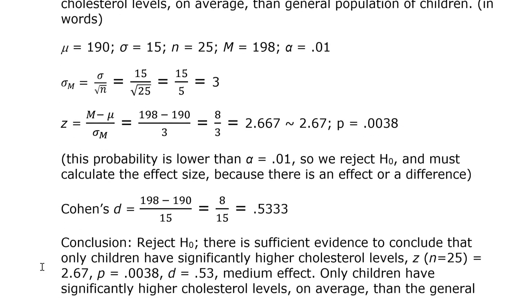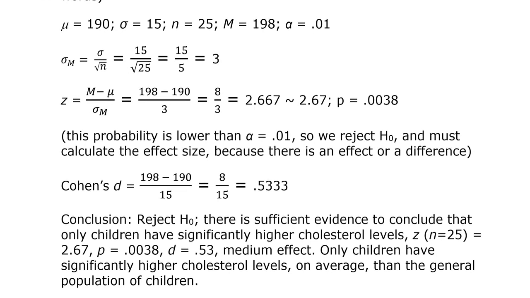So let's scroll on up. And here we go, here is step 3. Remember in the previous video, I said always do your standard error first, what's in the denominator, so that you don't have a fraction in the denominator. So our first step is to figure out standard error. Sigma M is equal to population standard deviation divided by the square root of n. So 15 divided by the square root of 25 gives us 15 divided by 5, which is equal to 3. So our standard error is equal to 3.